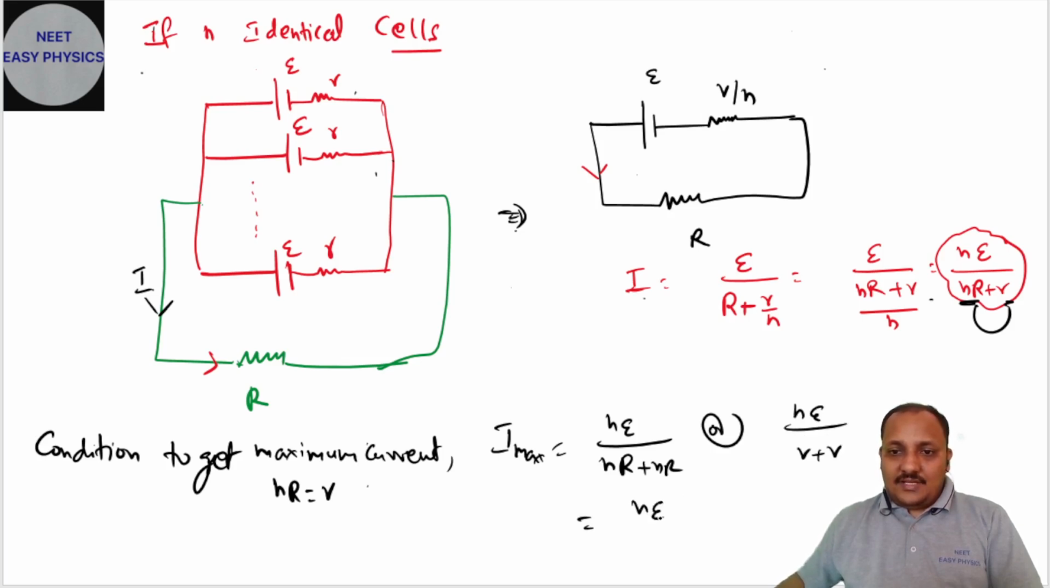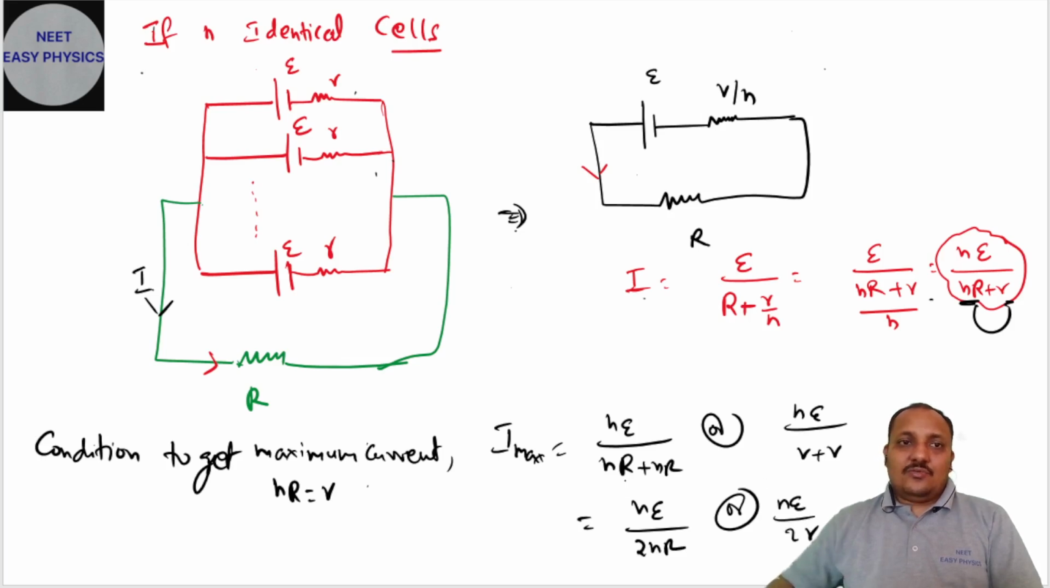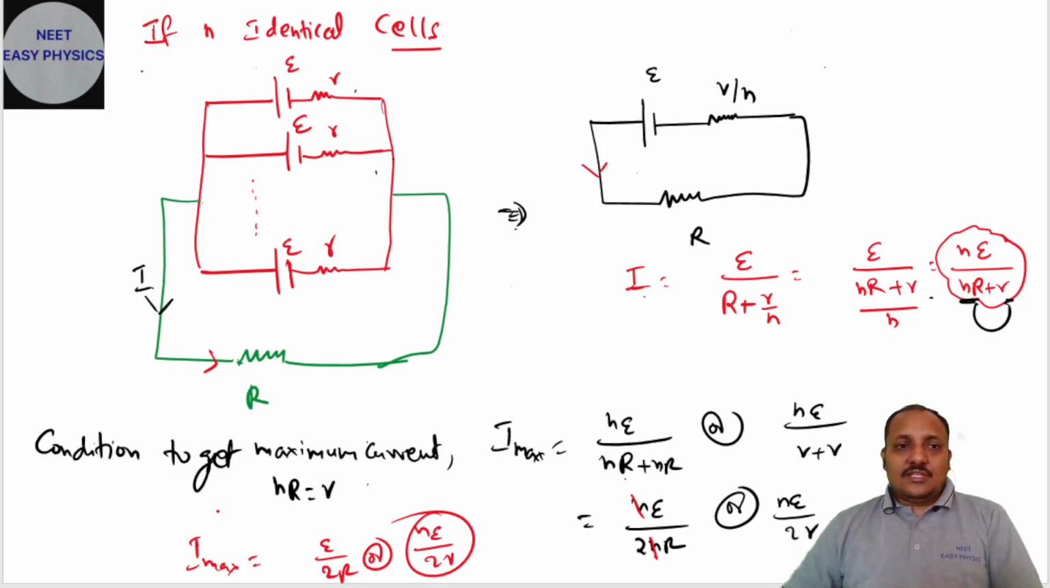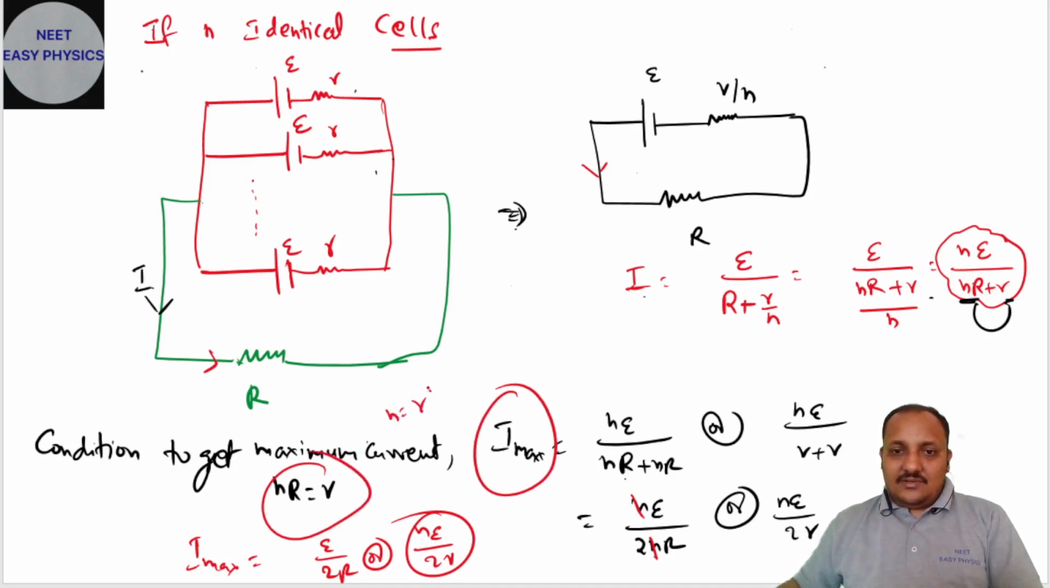Now what will you get? nE by nR plus nR, that is 2nR, or nE by 2r. Now if you cancel n and n, what is the equation for maximum current? E by 2 capital R, otherwise nE by 2 small r. So this is how we get maximum current, and the condition for maximum current. Here n is equal to small r by capital R. Already in series also we discussed this.